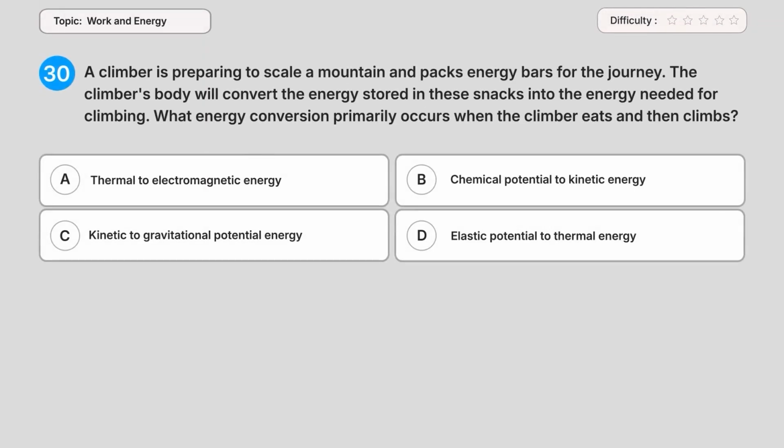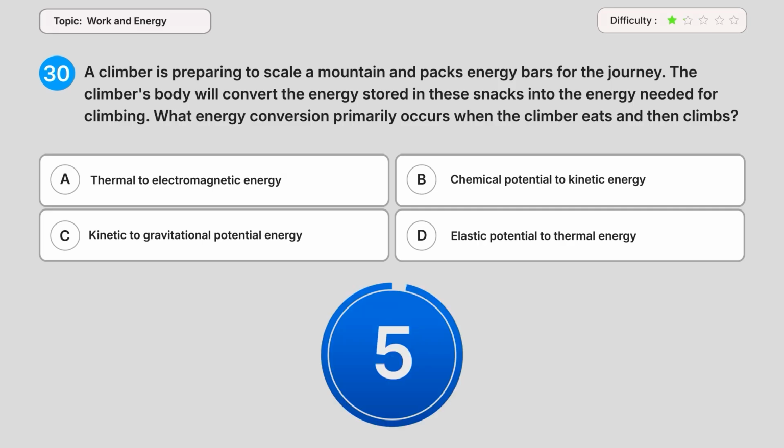30. A climber is preparing to scale a mountain and packs energy bars for the journey. The climber's body will convert the energy stored in these snacks into the energy needed for climbing. What energy conversion primarily occurs when the climber eats and then climbs? A. Thermal to electromagnetic energy. B. Chemical potential to kinetic energy. C. Kinetic to gravitational potential energy. D. Elastic potential to thermal energy. Can you guess the answer?